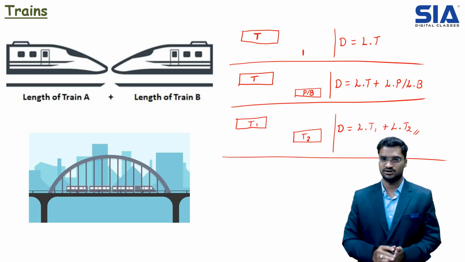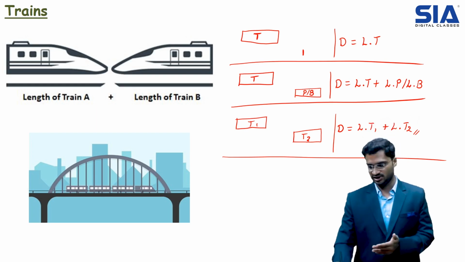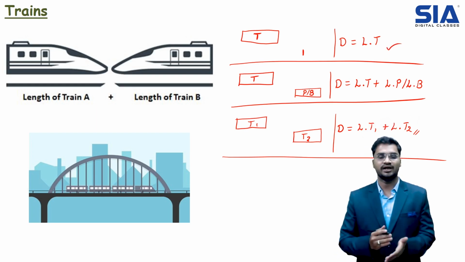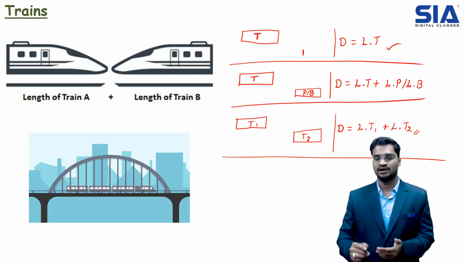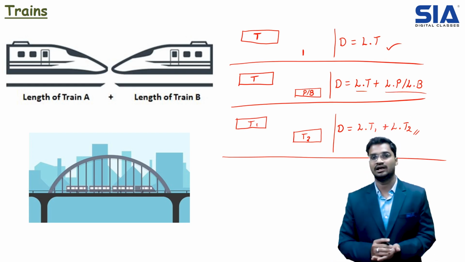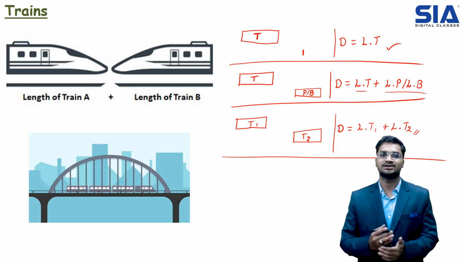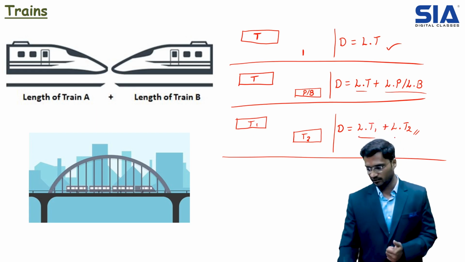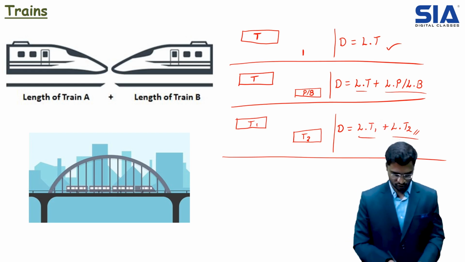So you should remember this. When a train is crossing a pole, distance is length of train. When a train is crossing a platform or a bridge, distance is length of train plus length of bridge. And whenever a train is crossing another train, the distance is length of train plus length of the other train. So let us see.